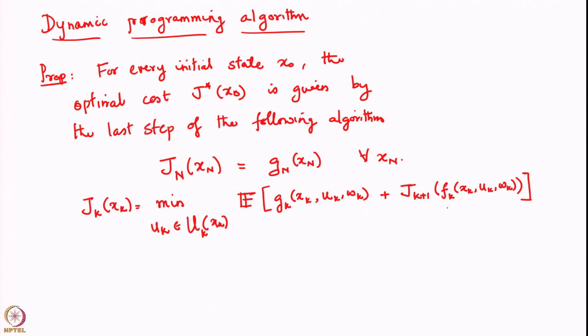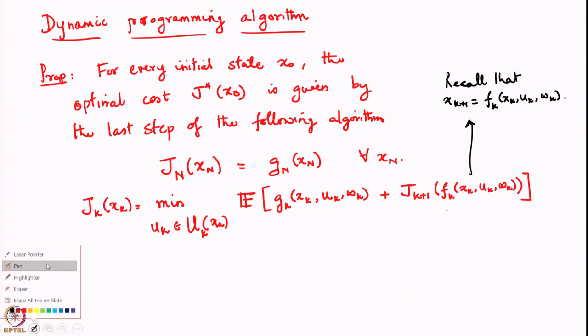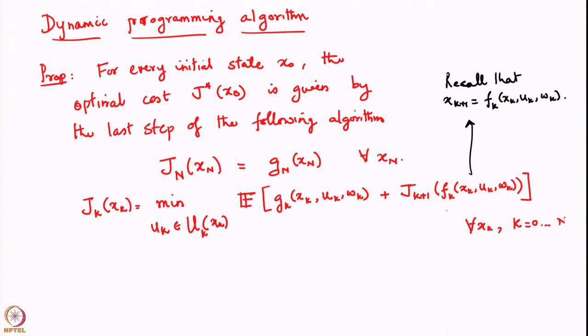Now recall again that fk here was my dynamics. Recall that the dynamics was given in this form: x k plus 1 is equal to fk of xk, uk, wk. Okay, so here is the expression. So here is the algorithm. At time n, we declare Jn of xn to be equal to gn of xn for all xn. At all other times k, we write Jk of xk to be equal to this, and this again is for all xk, and this is also for all times k from 0 to n minus 1.